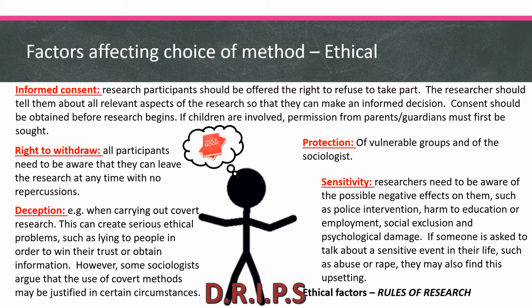Now, the easy way to remember all the ethical factors, what I use, is DRIPS. So deception, right to withdraw, informed consent, protection, and sensitivity: your DRIPS. So at this point, we've got TRAMP and DRIPS.